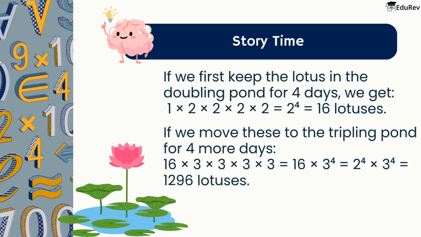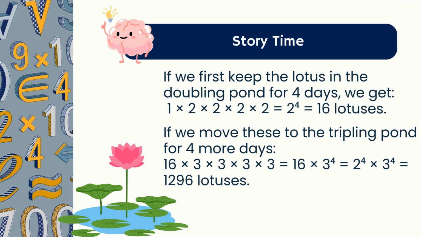Then, if we move these to the tripling pond for 4 more days, 16 times 3 times 3 times 3 times 3 is equal to 16 times 3 raised to the power 4, which is equal to 2 raised to the power 4 times 3 raised to the power 4, which is equal to 1296 lotuses.